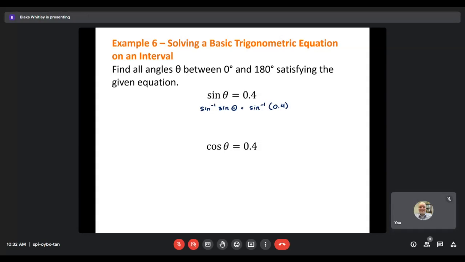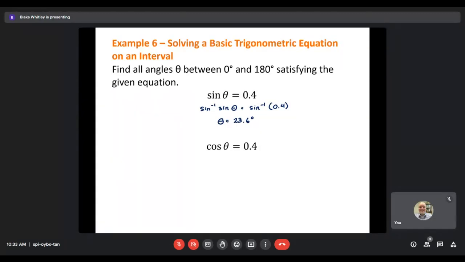And again, 0.4 is not one of those special values from our table, so we are going to have to use a calculator here. And since it tells us 0 degrees and 180 degrees, we definitely want to be in degree mode this time. And so if we do that, our calculator should give us 23.6 degrees. So that's definitely an angle that's between 0 and 180 that would satisfy this equation.